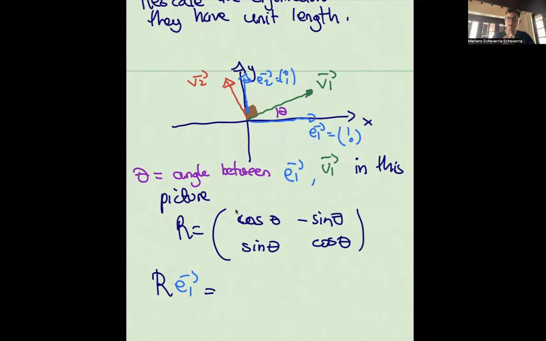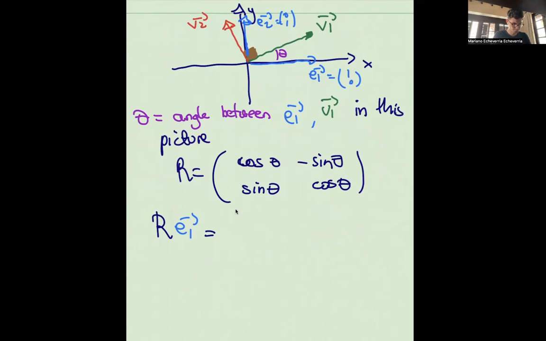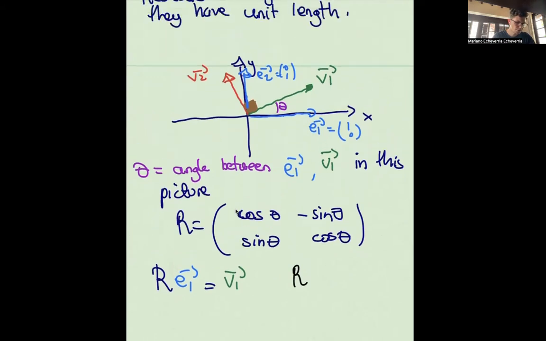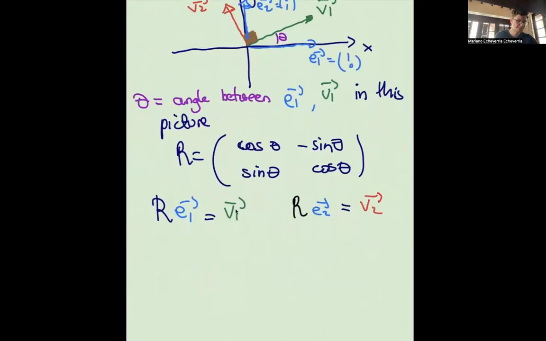Well, you get V1, right? What this means literally is that if you rotate E1 by theta, you are getting to V1. So this should be V1. And if you rotate E2 by theta, you will get to V2. But this is kind of nice because what is this thing?